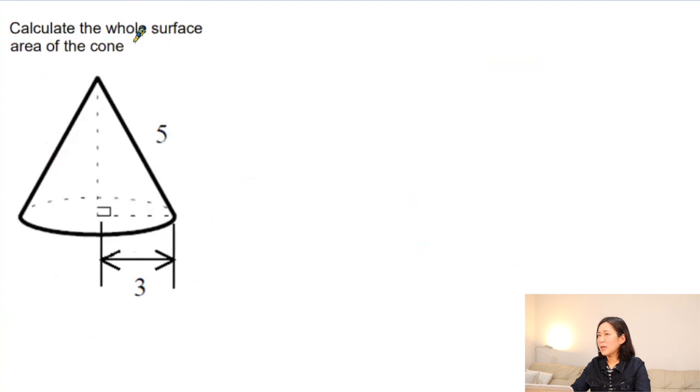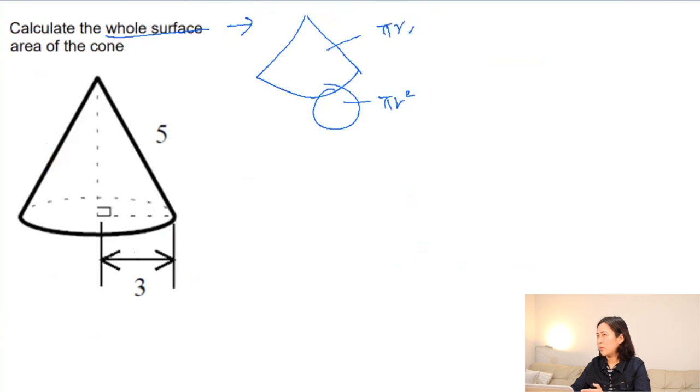So again, pi r l and then pi r squared, that's the area of the circle. You add them together, that's the total surface area. Here you've got a cone, then let's calculate the whole surface area. So let's draw the net. Area of the circle is pi r squared. And then curved surface area, you remember, that was pi r l.